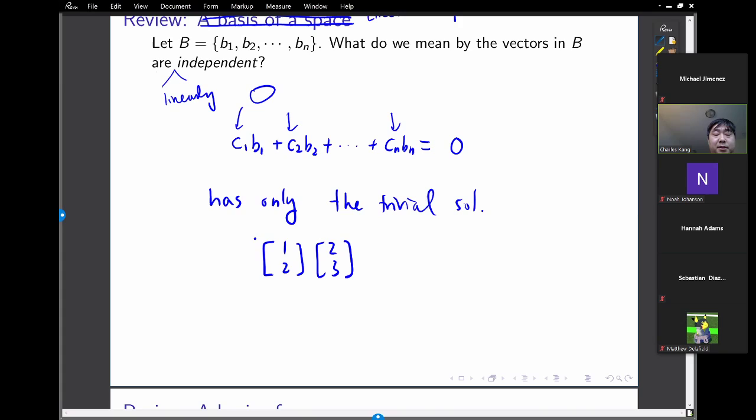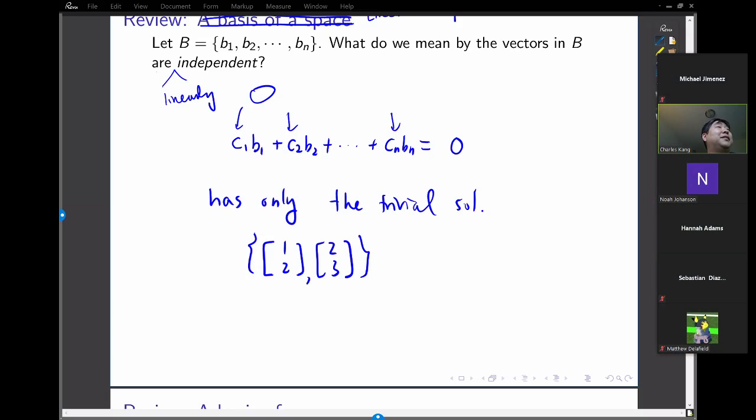is this set linearly independent? What do you guys think? Yes. You sure? Yeah. I'm sorry, why are you guys chatting about gaming? Okay, don't do that.